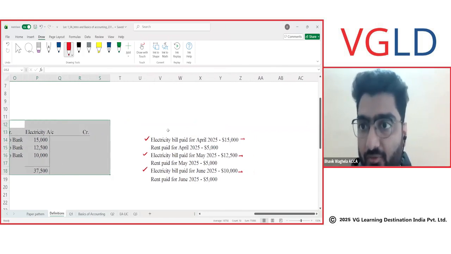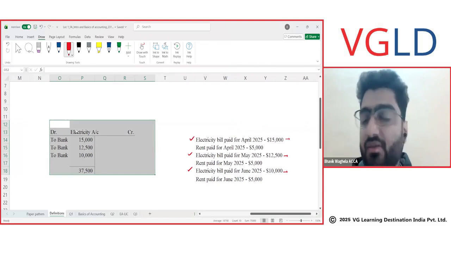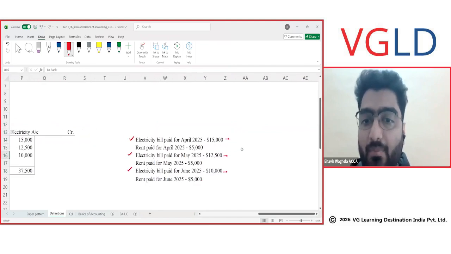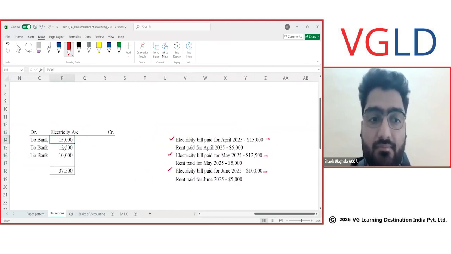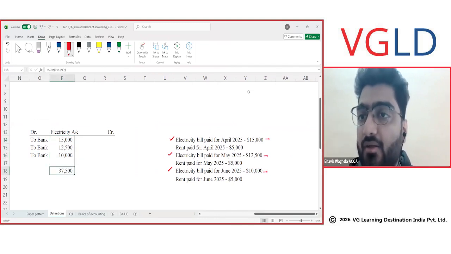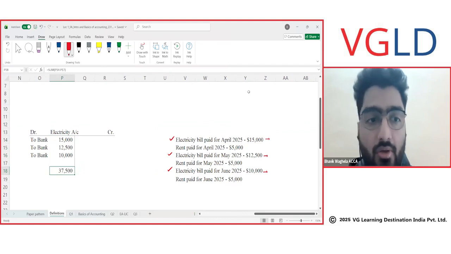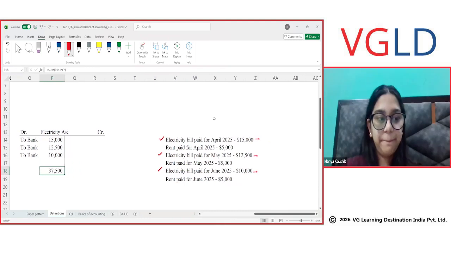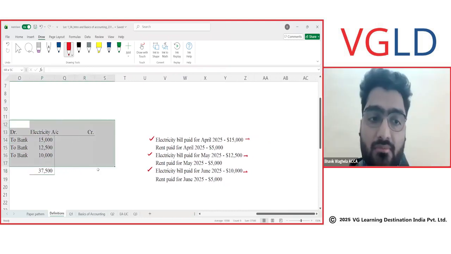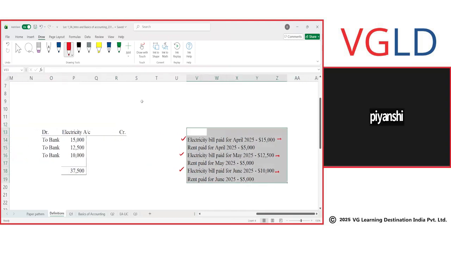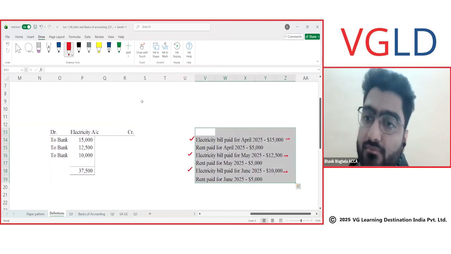Once I prepare this in account form, on the debit side of the electricity account I wrote to bank, to bank, and to bank. As and when I made a payment, I wrote it on the debit side. I took the total, and now I get to know that till date I have paid a total of $37,500 for the electricity bill in the 3 months. Yes or no? Which one is more convenient, a statement form or the account form? So this is the reason we prepare an account.